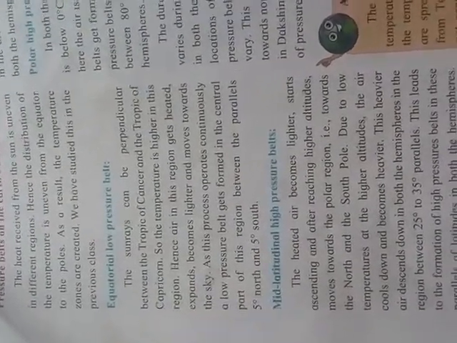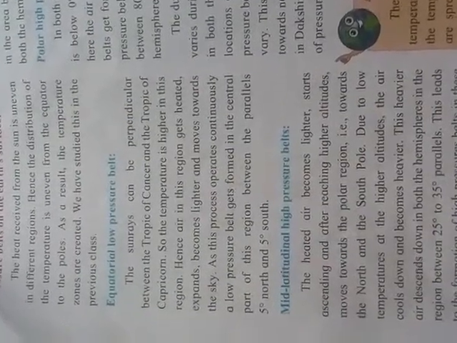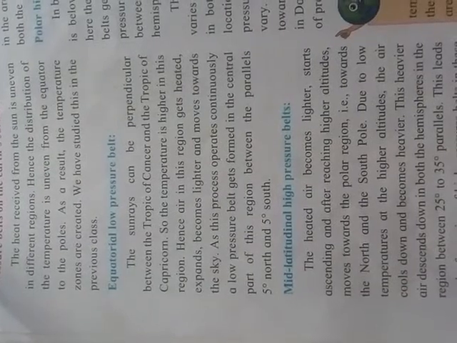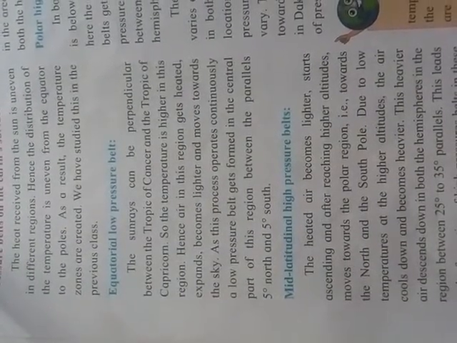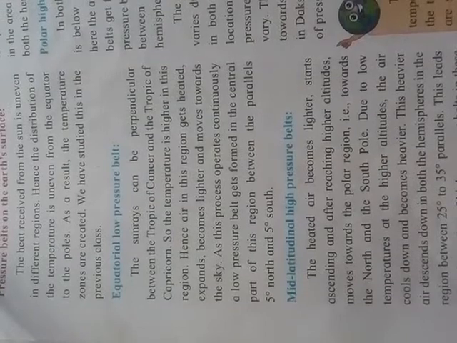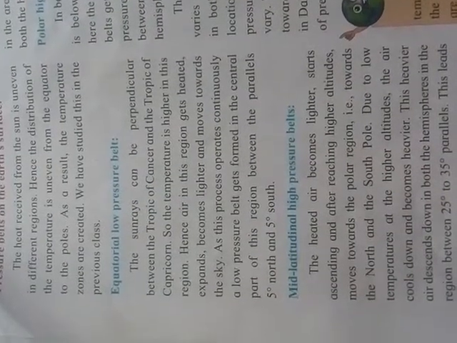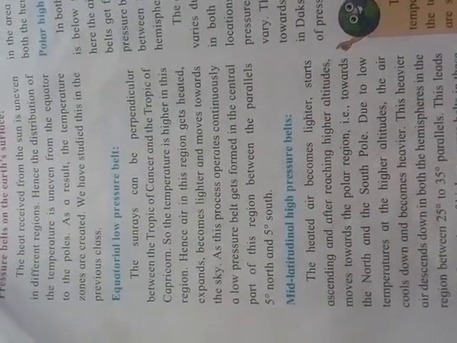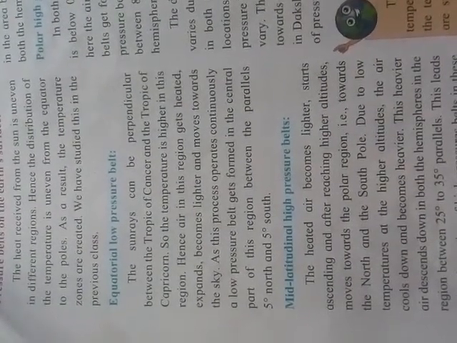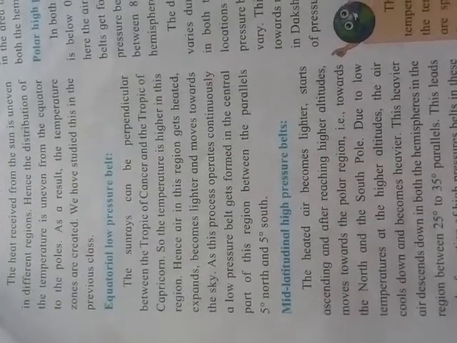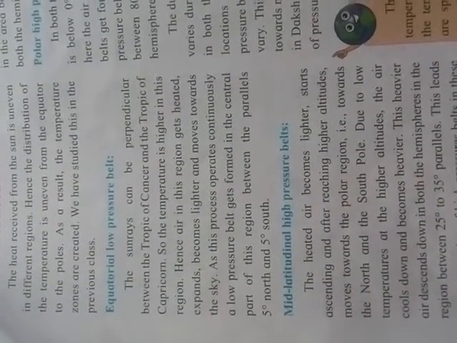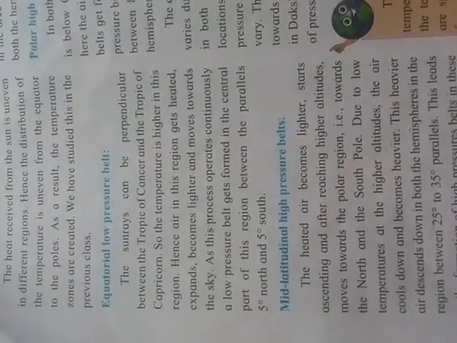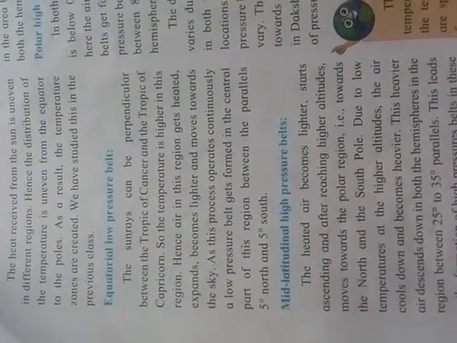First pressure belt is the equatorial low pressure belt. The sun rays are perpendicular between the Tropic of Cancer and the Tropic of Capricorn. So the temperature is higher in this region. Hence the air in this region gets heated.